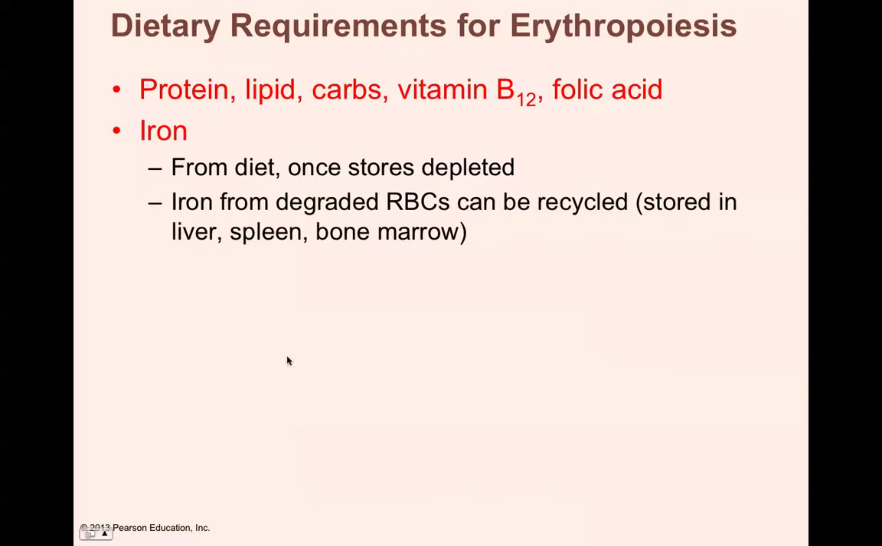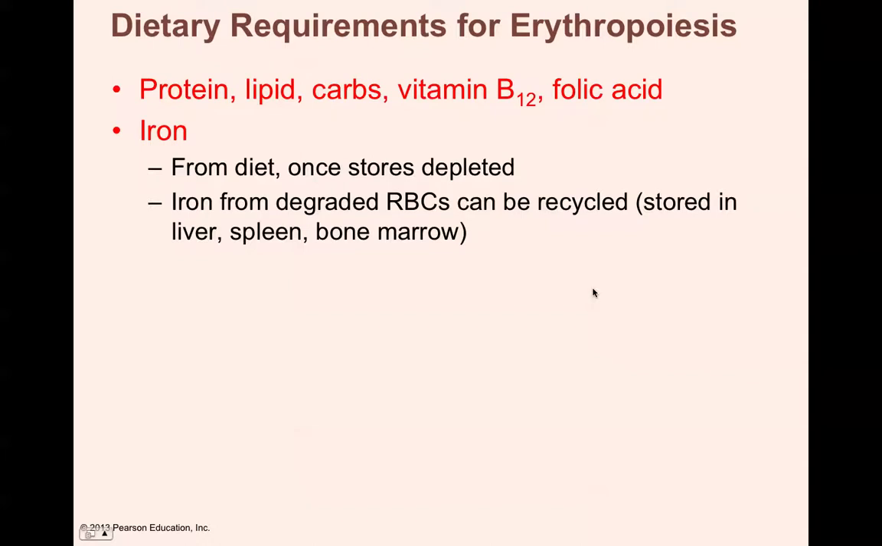So with iron, you get that primarily from the diet, but the body can also store some of that. But once the stores are depleted, then it needs to come from the diet. Iron is also available from degraded red blood cells. Remember, red blood cells are constantly being worn out, and they need to be broken down. But when they're broken down in the body, the iron can be recycled. It'll be stored in the liver, the spleen, and the bone marrow.